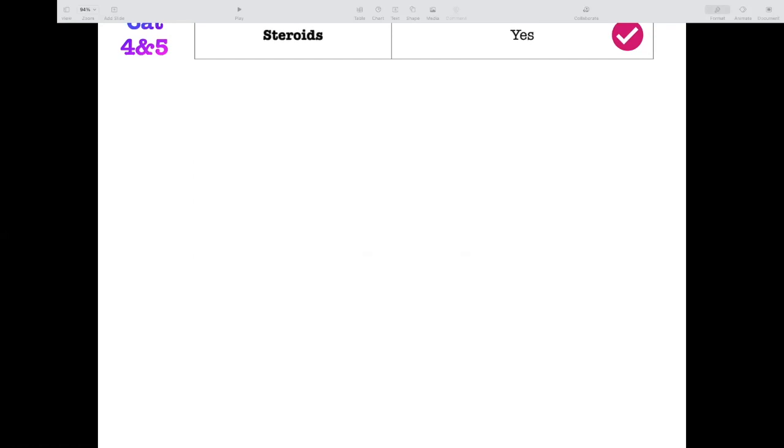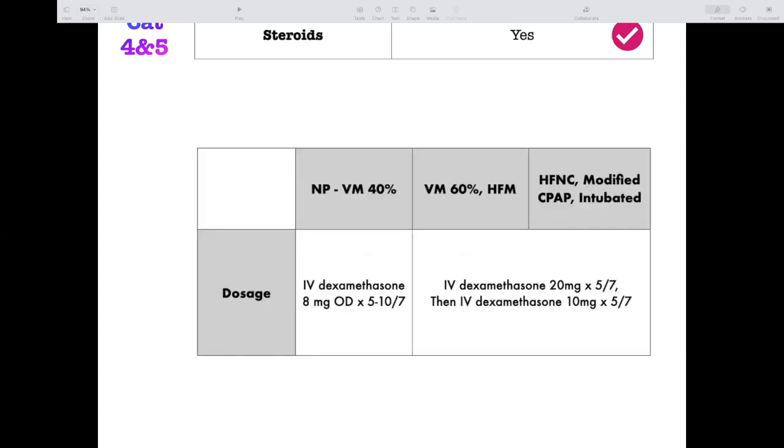So next, we are going to talk about steroid. For steroid, it actually depends on the patient's oxygen requirement. If the patient needs nasal prong, up until Venturi mask 40%, we will start low dose of IV Dexa, which is 8 mg OD for 5 to 10 days.